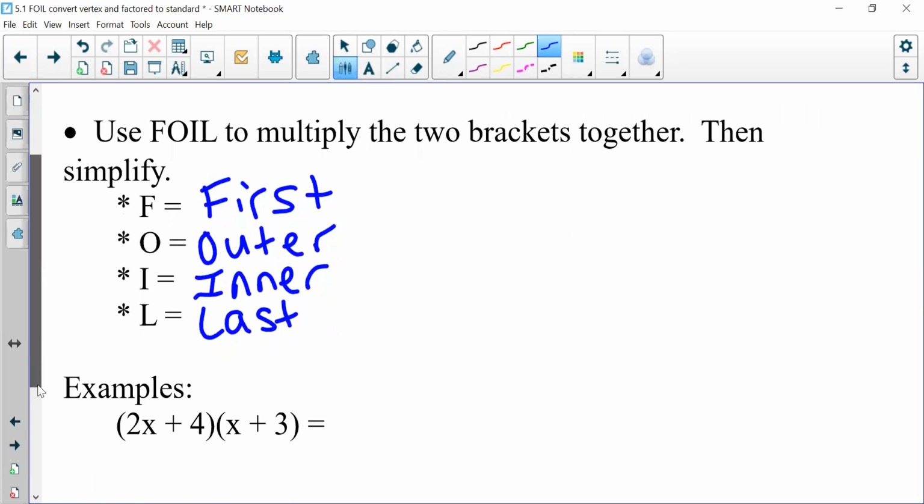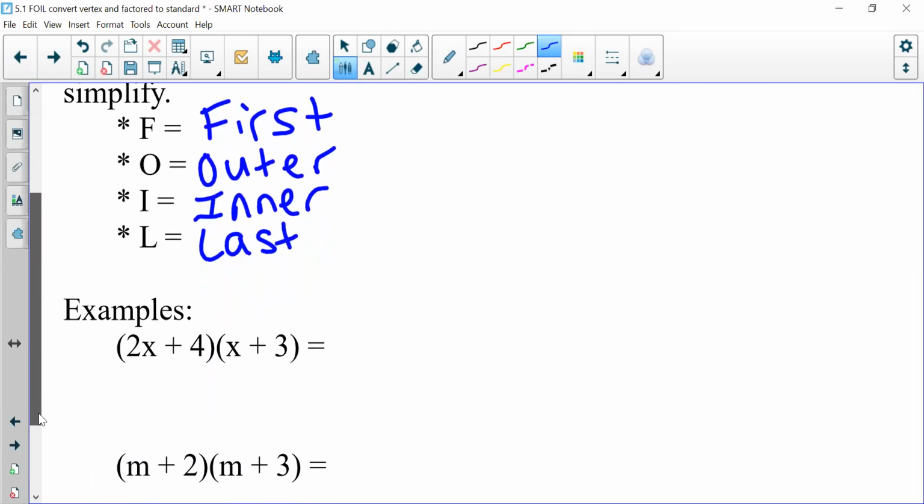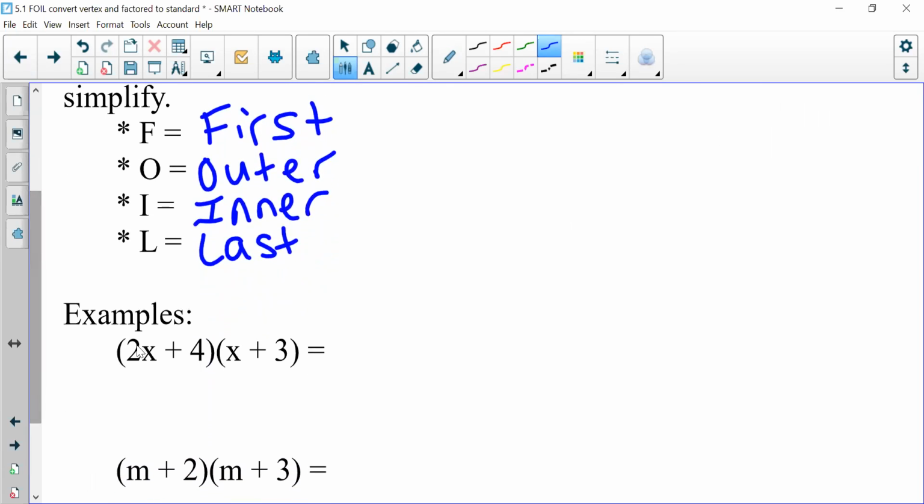FOIL is just an acronym to help us make sure we don't miss anything. I'm going to show you what we mean here. What's the first term of this first bracket? 2x. Good. And what's the first term of the second bracket? X. What is 2x times x? 2x squared. Good.